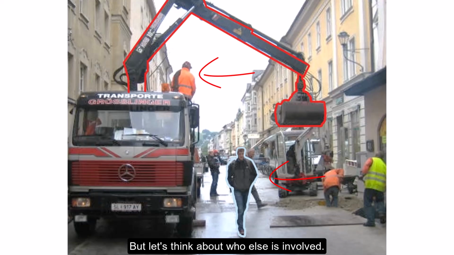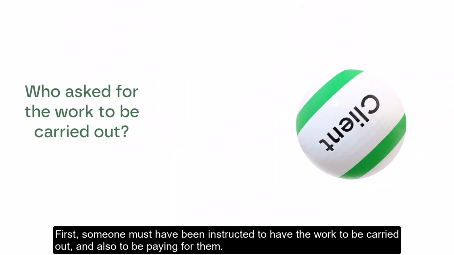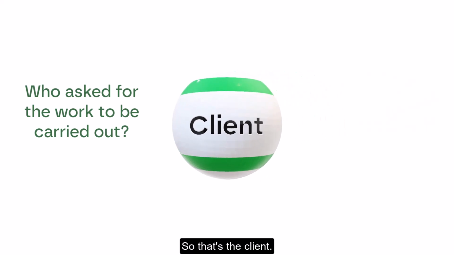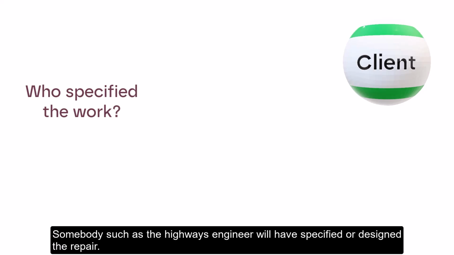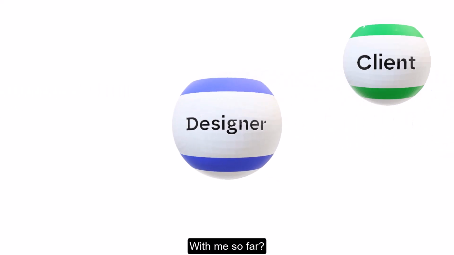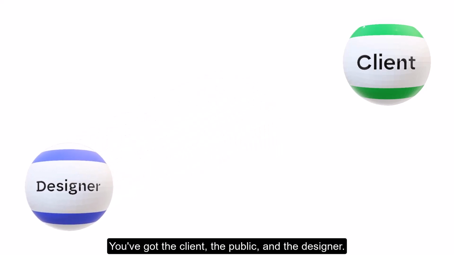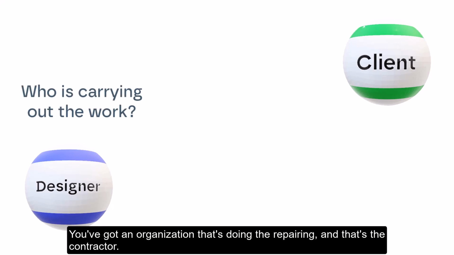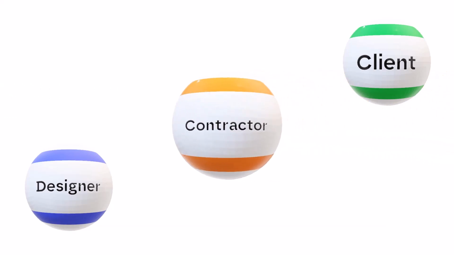At face value, the people involved in this scenario are the contractors and the public. But let's think about who else is involved. First, someone must have been instructed to have the works carried out and also to be paying for them. So that's the client. Does that make sense? Yes, it does. Somebody such as the highways engineer will have specified or designed the repair, and that's the designer. With me so far? Yes, you've got the client, the public, and the designer. Finally, you've got an organisation that's doing the repairing, and that's the contractor.